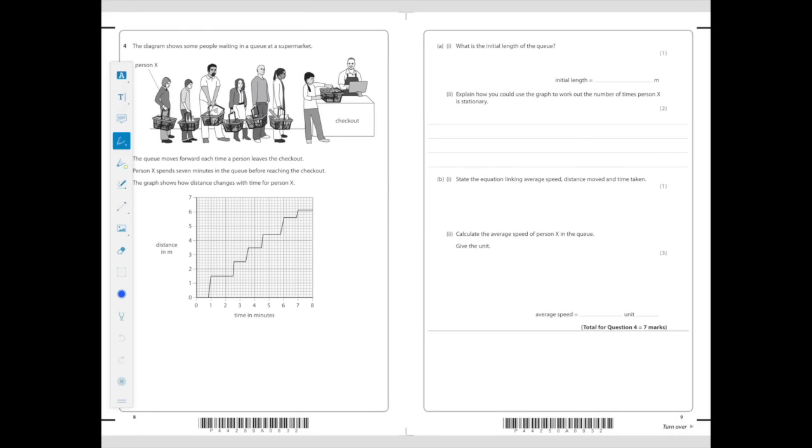So all you have to do is read off here on the y-axis. So read along and you'll see, if my pen wasn't as fat, that it is 6.1 meters.